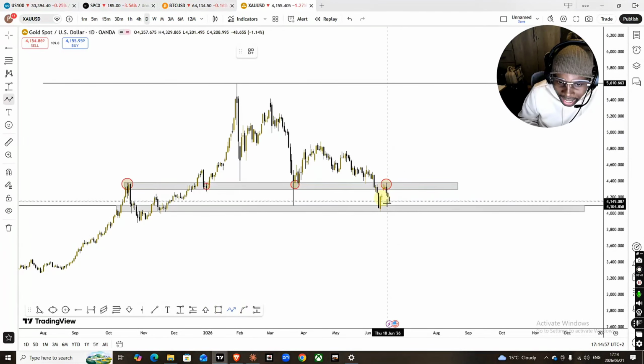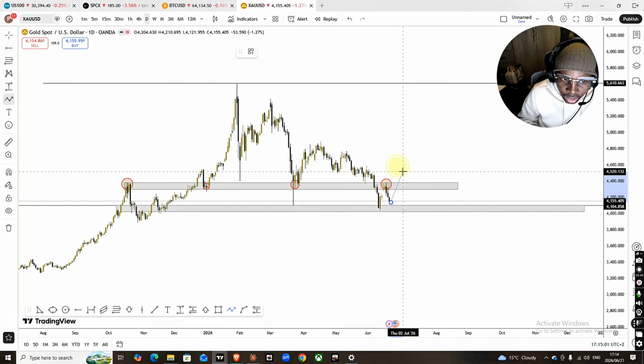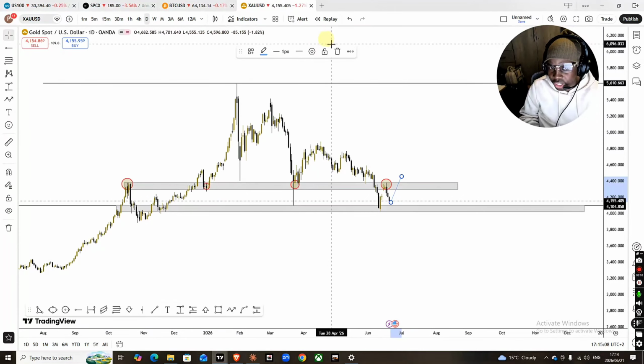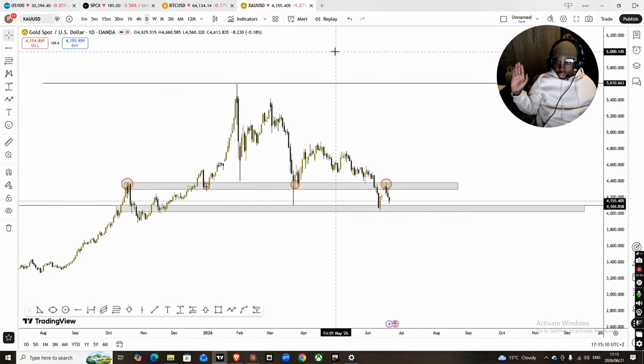If gold can manage to break above that level, and it's above that level, this will tell us that yes, buyers have stepped in. Do you understand? Remember, this is pure price action. I'm a pure price action trader. This is how I look at the charts. This is how I trade all the time.